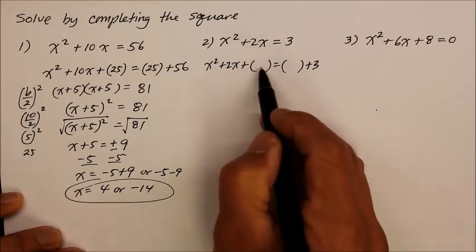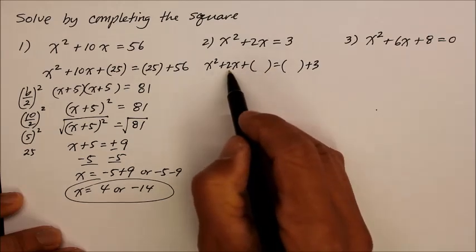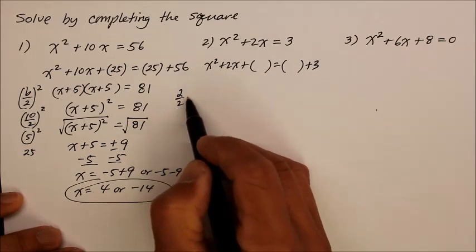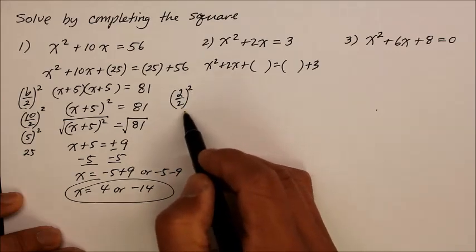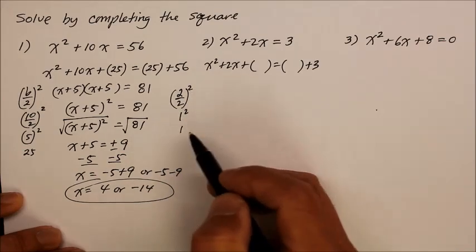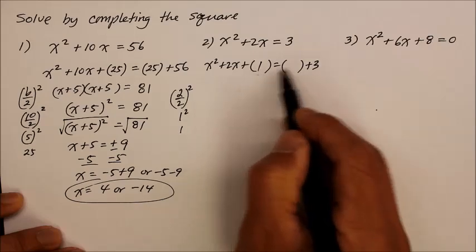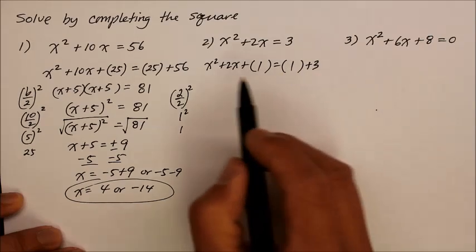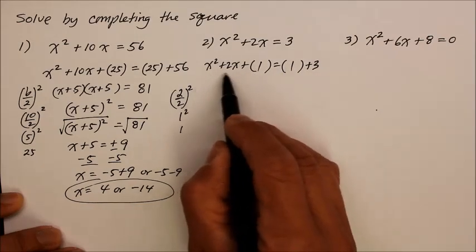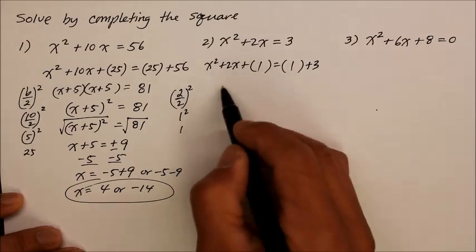Now what goes in here in the c? Well, you take half of the b, which is 2, and you square it. And 2 over 2 is 1 squared, which is simply 1. So you put a 1 here, and whatever you put on the left side of the equation, you put on the right side. And now you're going to factor this perfect square trinomial.